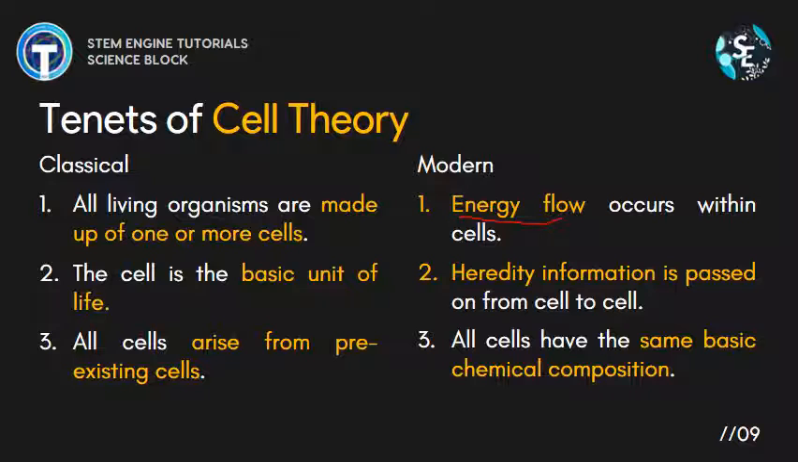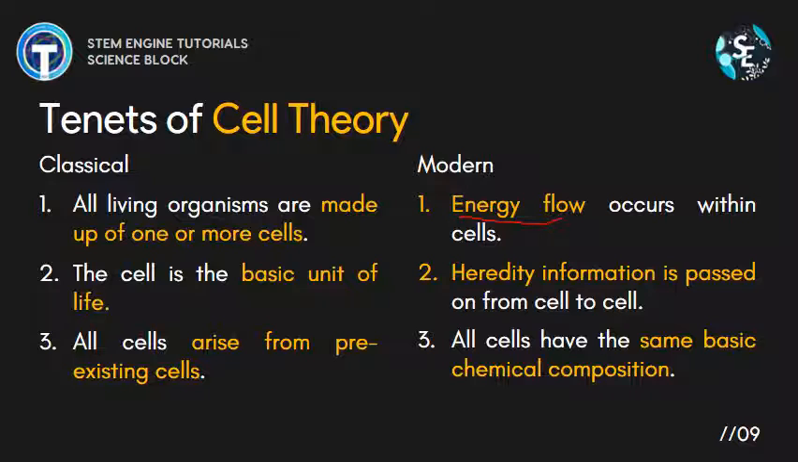Next, we have the cell is the basic unit of life according to the findings ni Henri Dutrochet. And according din pala to sa findings ni Matthias Schleiden and Theodor Schwann, that the cell is the basic unit of animal and plant life, respectively. And lastly, we have all cells arise from pre-existing cells, which came from either Remak or Virchow.